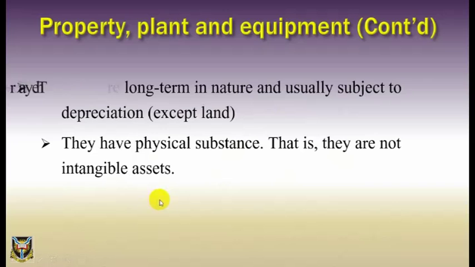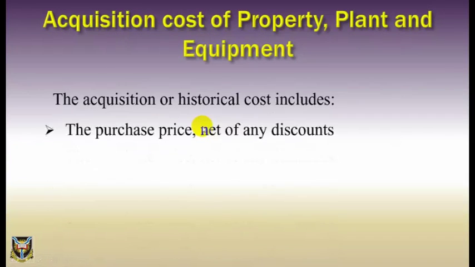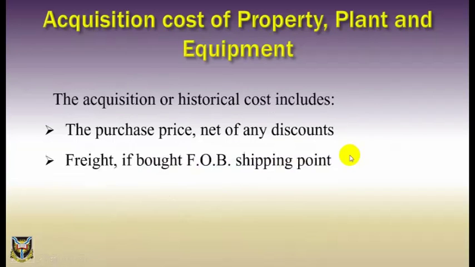The accounting for property, plant and equipment consists of the entries to record the following: the initial acquisition cost, any additional expenditure incurred after the asset is placed in service, depreciation or depletion, and the disposal of assets.